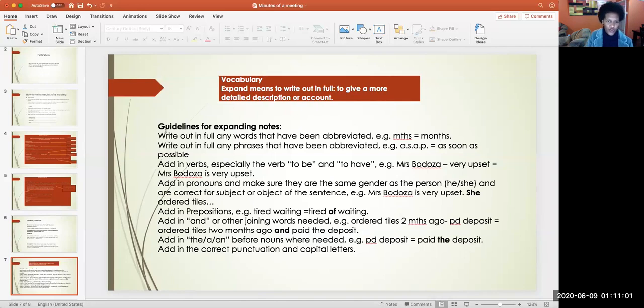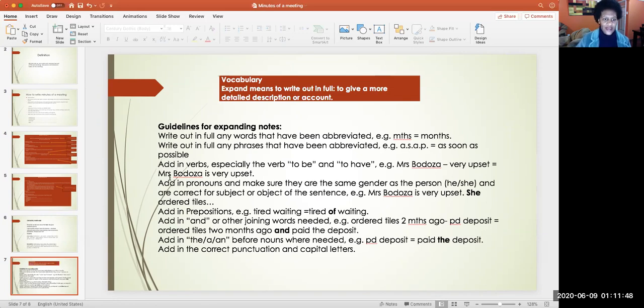Guidelines for expanding the colons: write out in full any words that have been abbreviated. For example, you remember that site? Months is written M-T-H-S. It stands for months. So instead of you writing M-T-H-S again in the exam, when they say you must expand the colons, because you are going to be given colons, and then they will say to you, expand them. We are expecting you to write in full. You utilize every item that is given to you and you become creative and write a full sentence using that information. Write out in full any phrases that have been abbreviated. For example, ASAP is as soon as possible.